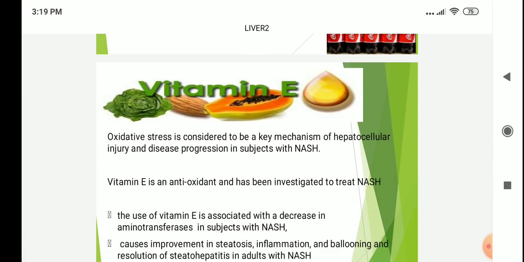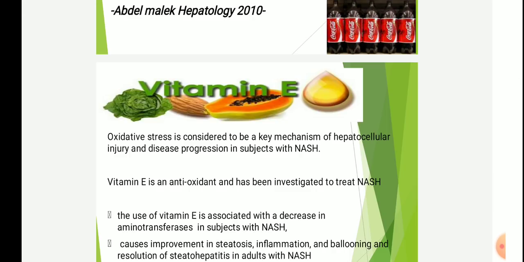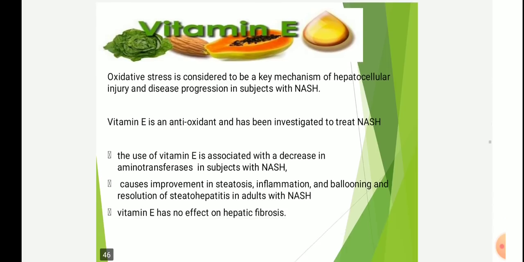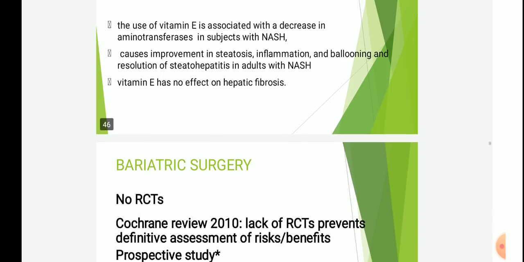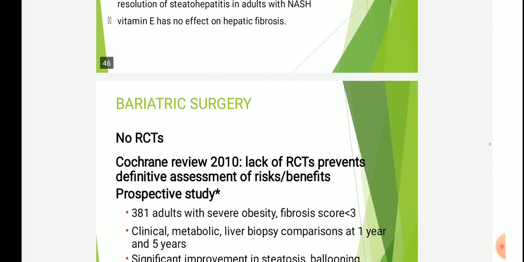Vitamin E consumption is always better. So vitamin E is an antioxidant and has been investigated to treat NASH. The use of vitamin E is associated with a decrease in aminotransferases in subjects with non-alcoholic steatohepatitis. So it causes improvement in steatosis, inflammation and ballooning and resolution of steatohepatitis. It resolves. So vitamin E is the answer in most of the cases here. But once fibrosis is formed, it doesn't affect.